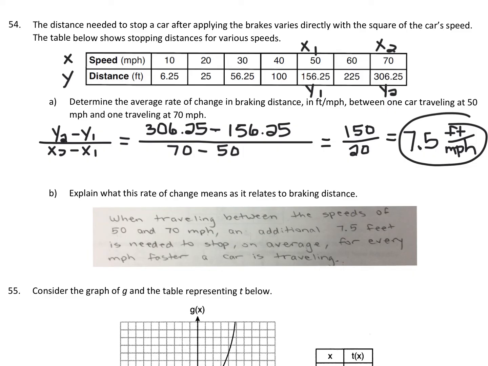Okay, so this is how I said it. When traveling between the speeds of 50 and 70 miles an hour, an additional 7.5 feet is needed to stop on average for every mile per hour faster a car is traveling. Okay, so you need an additional 7.5 feet to stop for every mile per hour faster that the car is traveling. And it is important to say on average, and it's also important to say between the speeds that the car is traveling.